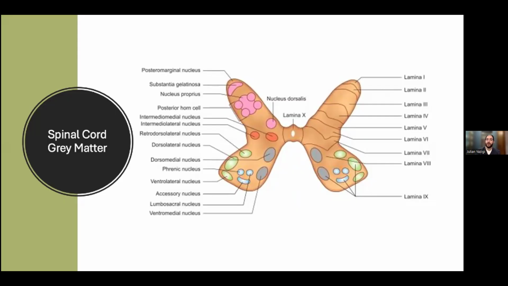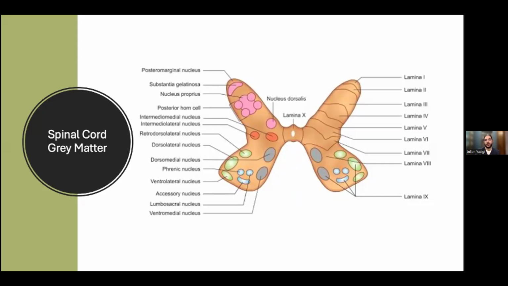Lamina 5 is a convergence zone. This is where both nociceptive and non-nociceptive inputs interact. Its neurons receive deep somatic and visceral afferents, making it important for referred pain phenomena. It sends projections to both the spinothalamic tract and the reticulospinal system. Lamina 6, most prominent in the cervical and lumbar enlargements, processes proprioceptive signals related to limb position. Here, afferents from muscle spindles and Golgi tendon organs converge before being relayed to descending motor pathways and cerebellar circuits.